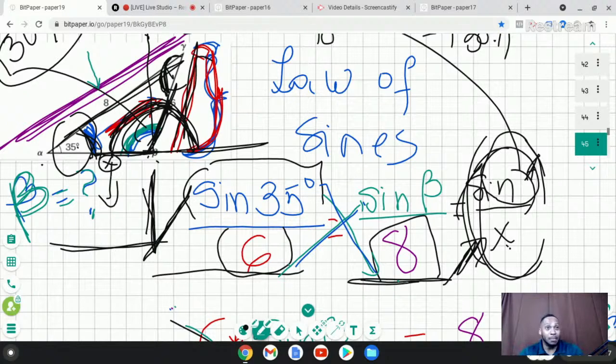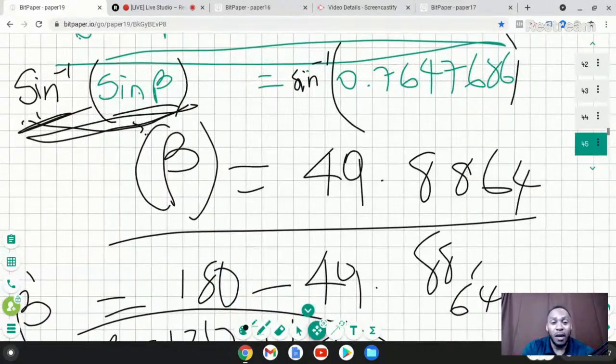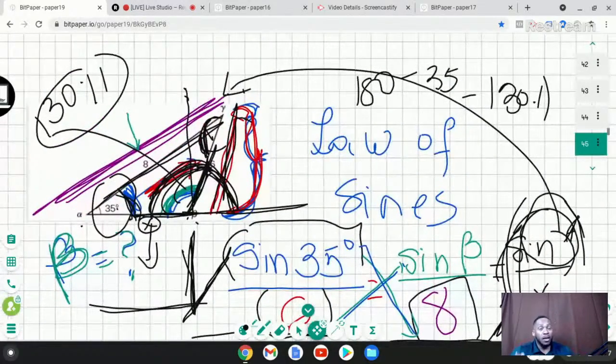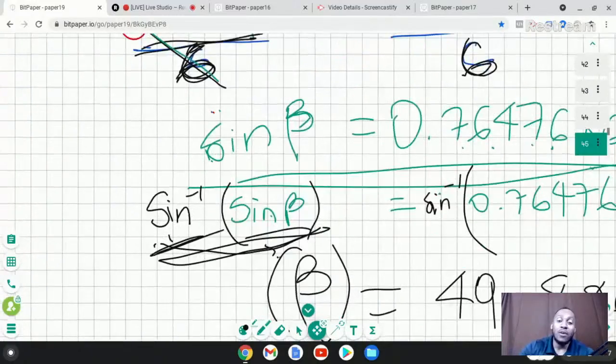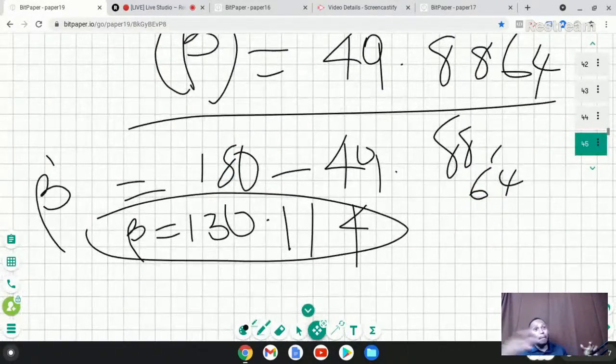Now, the last part we had to do is when we got to finding beta, we found that beta was 49 degrees, but clearly in the picture, it didn't look like a 49-degree angle. It looked like something a lot bigger than 49 degrees. So all we had to do is take the supplement of that, which is 180 minus that 49.8864 that we had, and we end up with an angle that was 130.11 degrees.